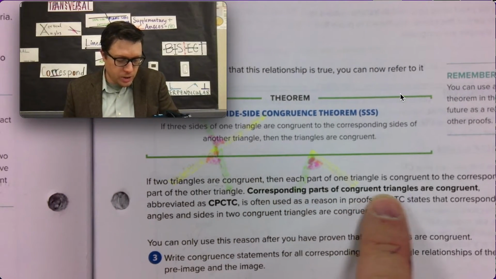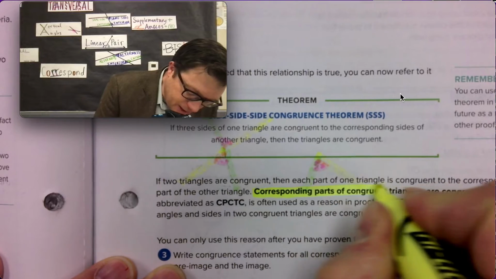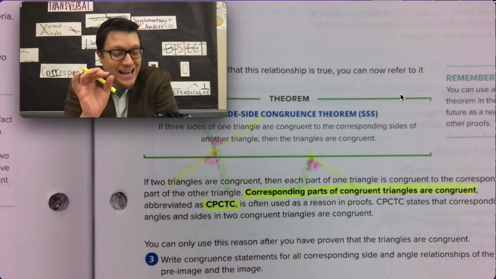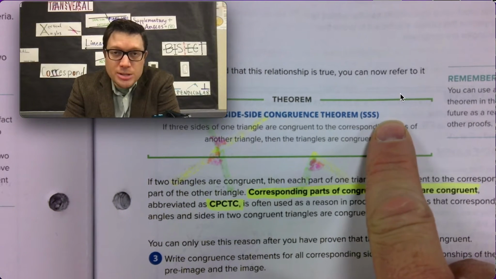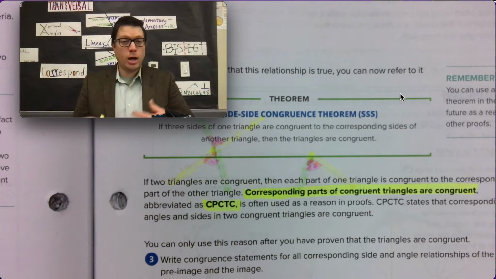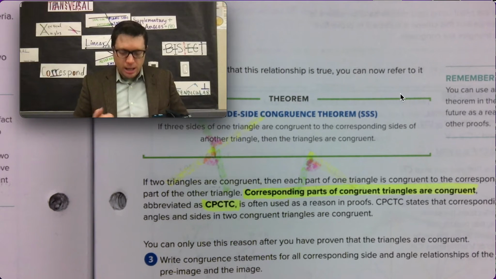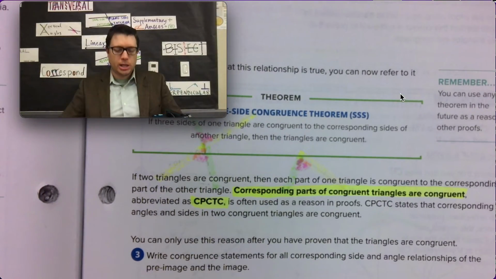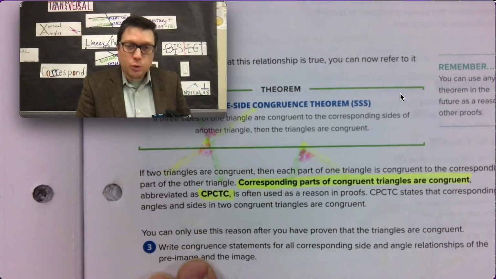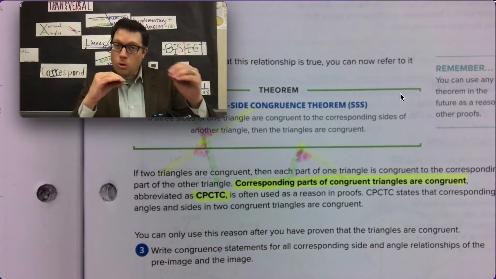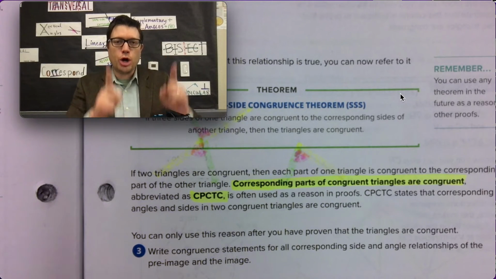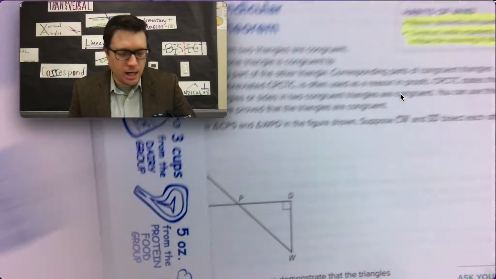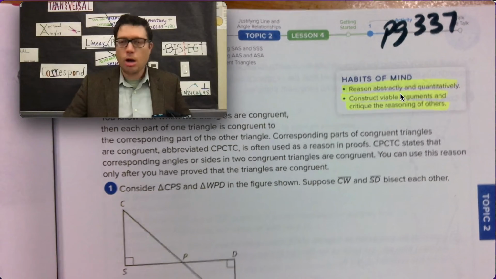Corresponding parts of congruent triangles are congruent, abbreviated CPCTC. It's often used as a reason in proofs. It's often used in connection to side-side-side congruence. So it would behoove you to know what that acronym actually is referencing and how we can use it. In short, what it says is you can write congruence statements for all of the corresponding parts that match once you know the triangles are congruent. Let's practice that, way back, or way forward now, on page 337.